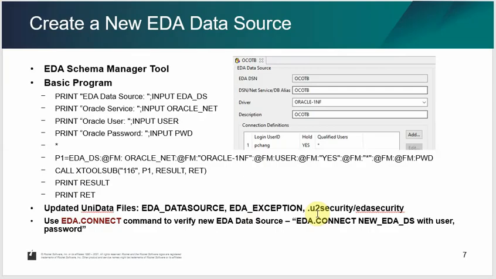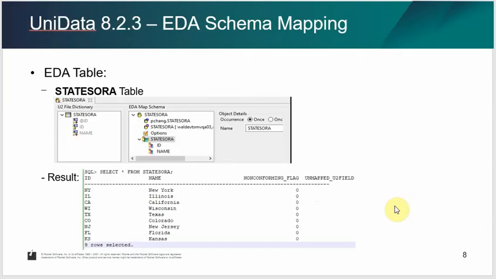In most of my testing, I don't have root permission on the Linux box, but I can use sudo to root on the UniData environment. I can run the BASIC program to create the EDA data source. Using this way actually does the same thing as the EDA schema manager. So after I create the EDA data source, I can easily create the mapping.